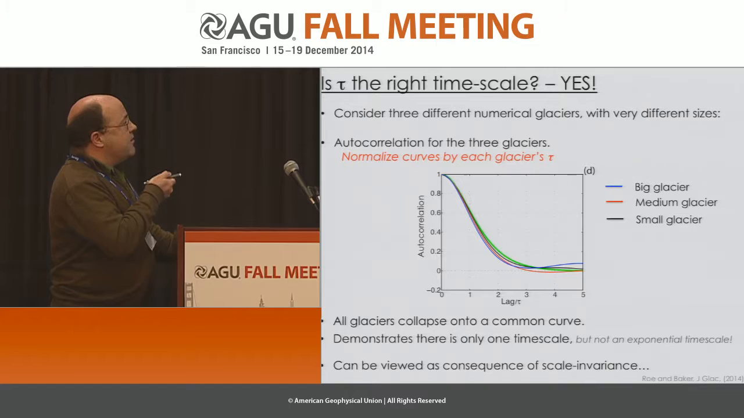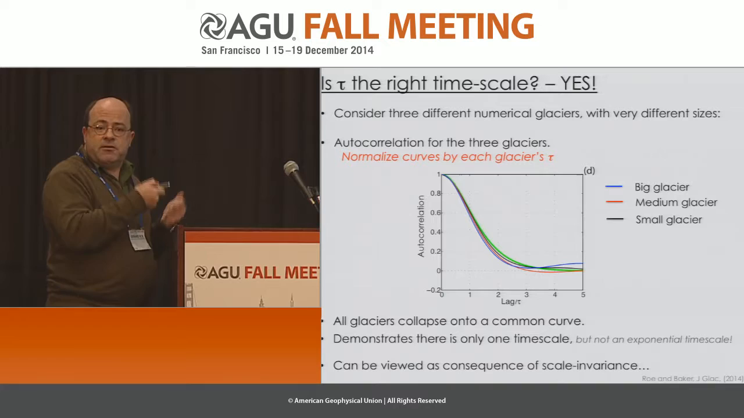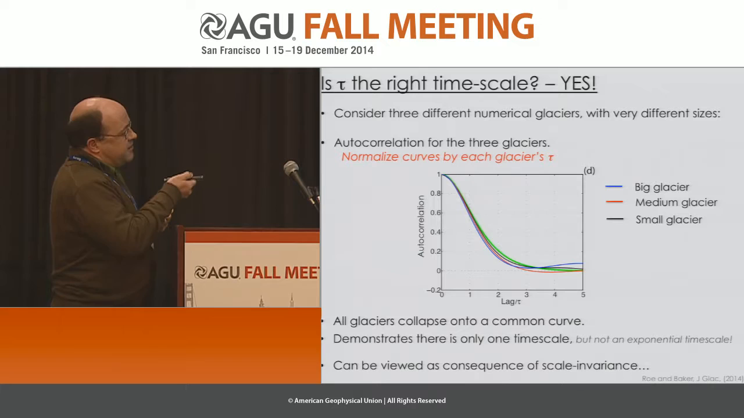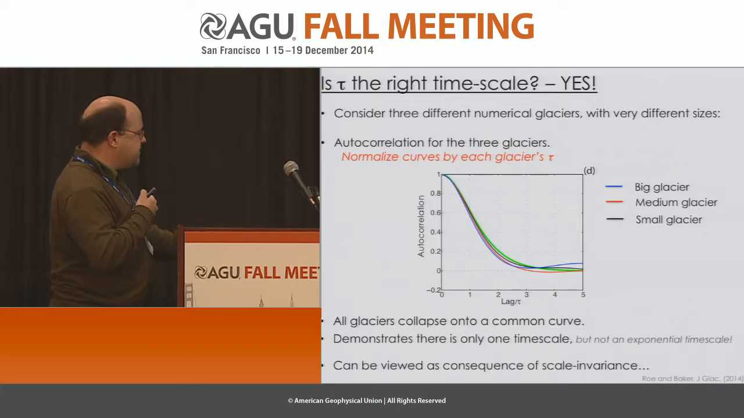So this demonstrates there really is only one time scale, but the key is it's not an exponential behavior. It's this sigmoidal or tulip-shaped behavior that the glaciers are operating under. And you can kind of argue, hand wave, that this behavior is a consequence of scale invariance. The glaciers all look the same, so the shape of their time evolution must also be the same.